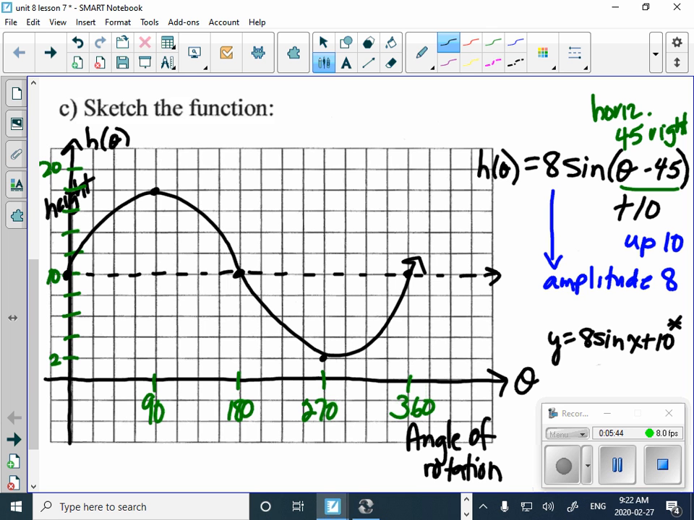Okay. Then we are moved over to the right 45. So on my graph, that would be 2 squares. So I mark my key points. 2 squares to the right. All right, I'm going to just fill this in backwards a little bit there. That's not perfect, but we've got the basic shape of this graph.